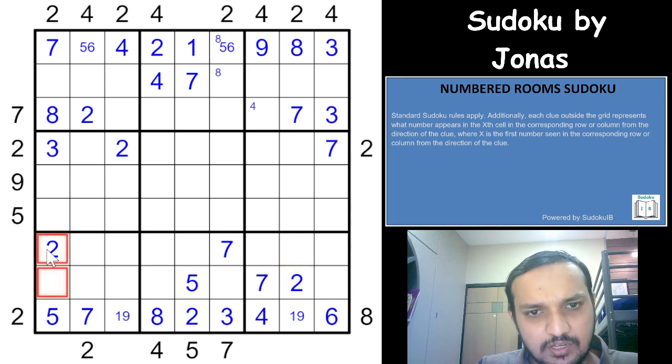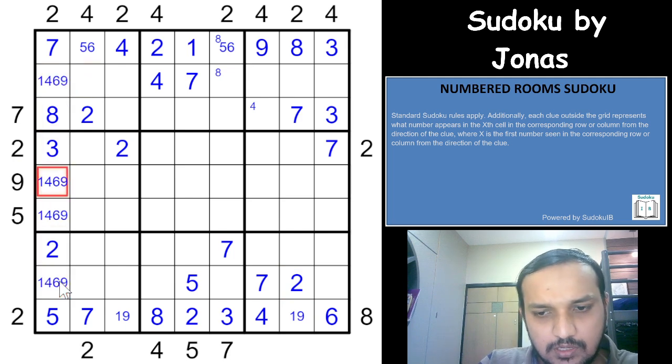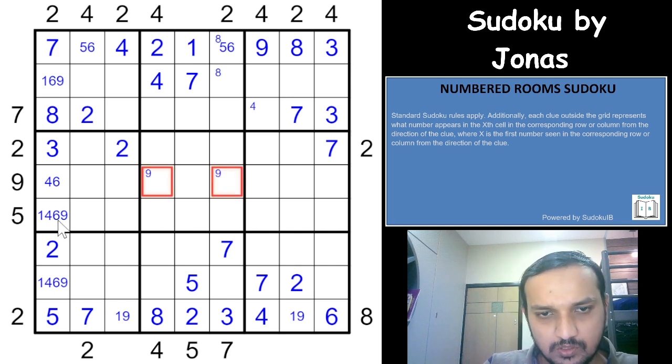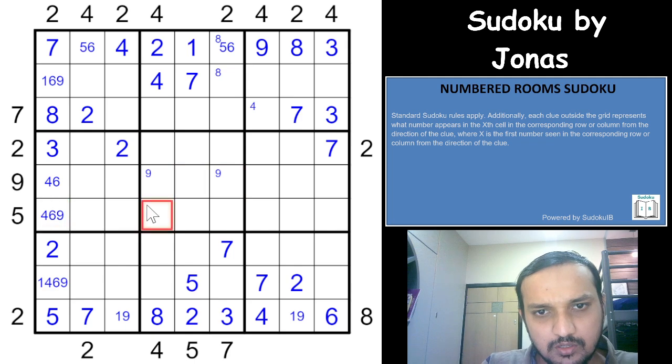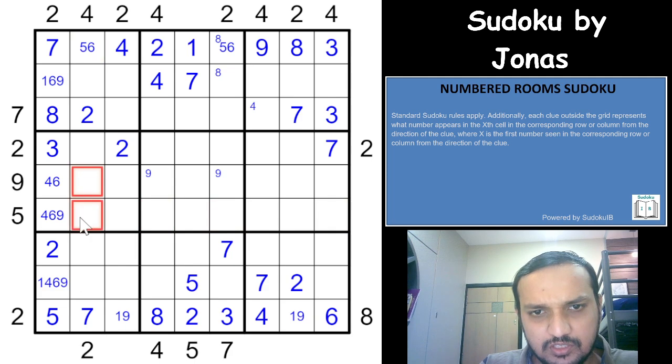1, 4, 6 and 9. Right? 9 is not possible here. 4 is not possible here. 1 is not possible here. 4 and 6, you will have 9 in one of these two cells. 1 is not possible here. 4, 6 or a 9 possible. 4 can be in 5 or 6.